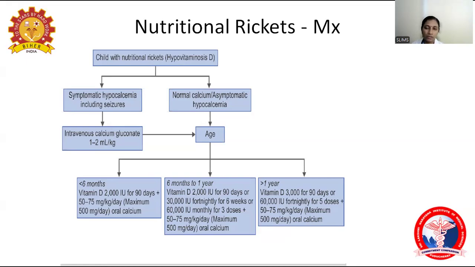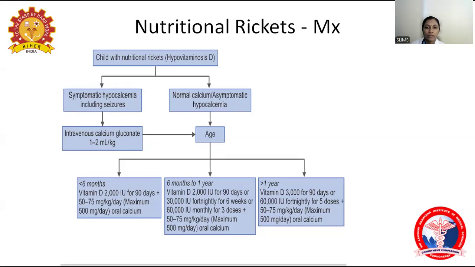For less than 6 months, we start management with 2,000 international units per day for 90 days or 3 months, along with 50 to 75 milligram per kg per day of oral calcium, with a maximum of 500 milligram.